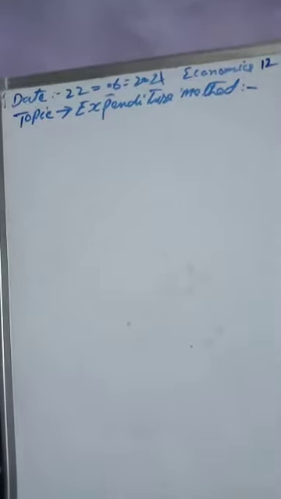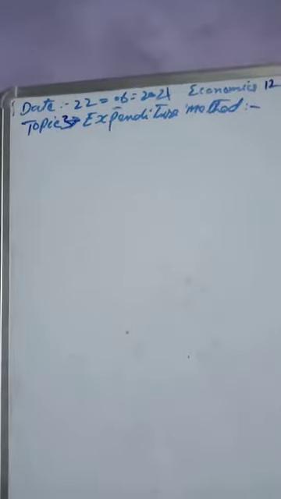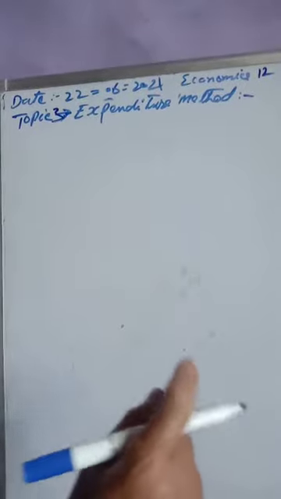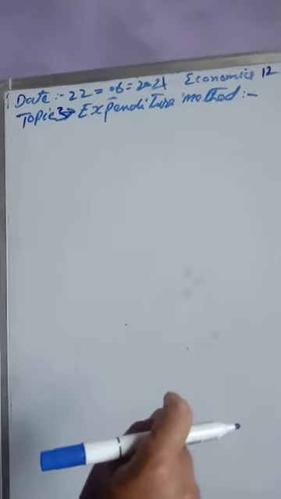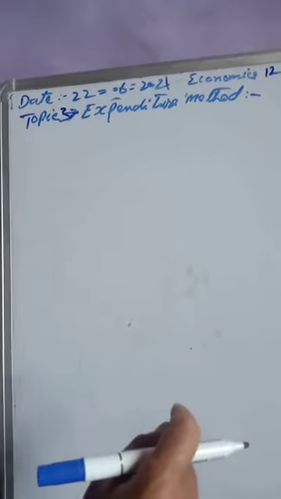Today our topic is number 3, measurement of national income. The third method is the expenditure method. What is the expenditure method? According to this method, national income is measured in terms of expenditure on the purchase of final goods and services produced in the economy during an accounting year.